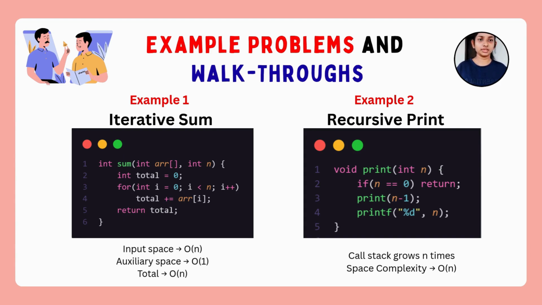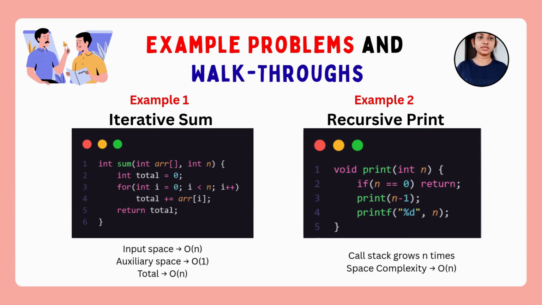Input space is O(n). Next look at extra variables. Variable total uses constant memory. Extra space is O(1). Next, check recursion. The function is not recursive, so no stack growth. Final answer is input space O(n), extra space O(1). Total space complexity is O(n).